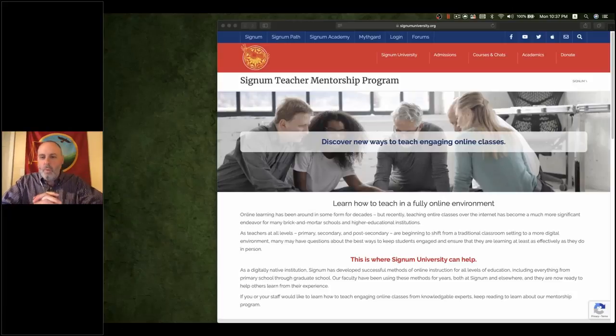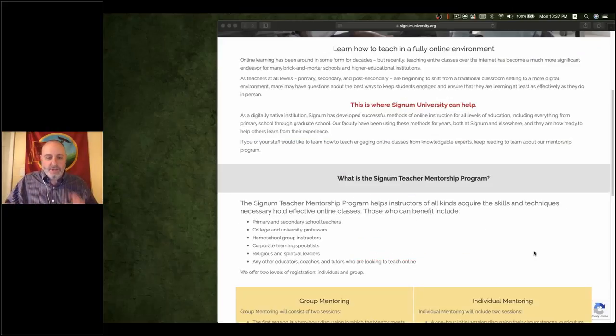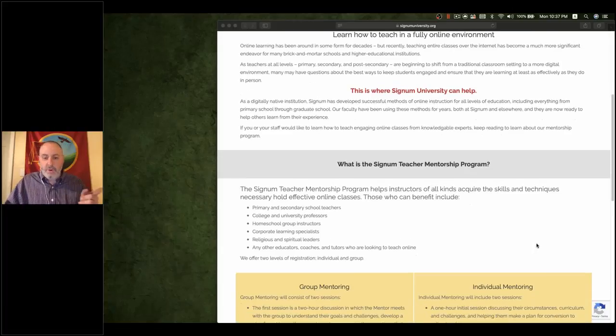So what we want to make available to people is individual mentorships. We at Signum University have been doing this for a long time. We are really comfortable in the online teaching environment, and we want to make our own expertise available to folks. We know that a lot of people really need help right now. So we are offering mentorships. These come in two different forms: there's group mentoring and individual mentoring that we're going to offer.